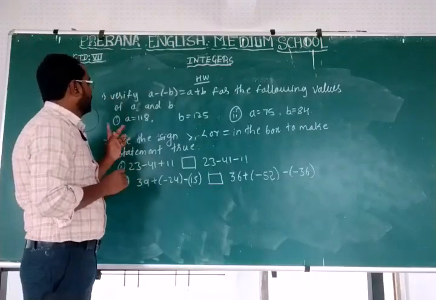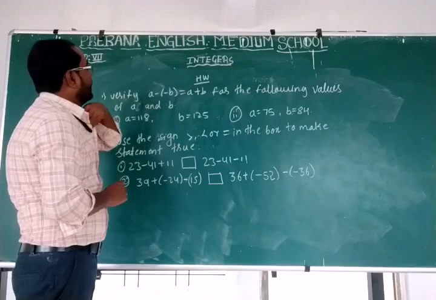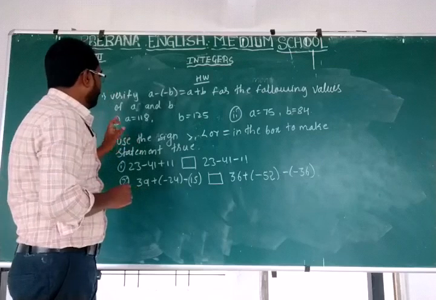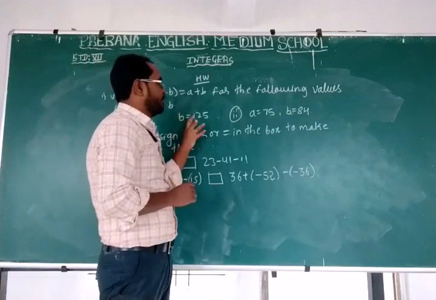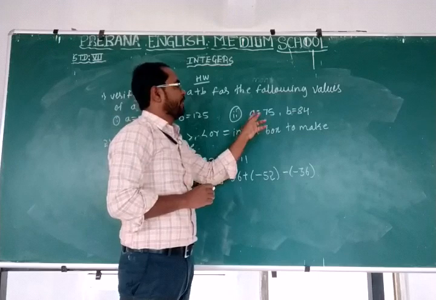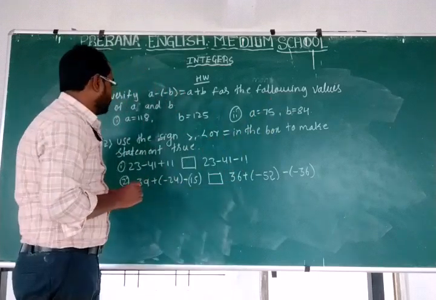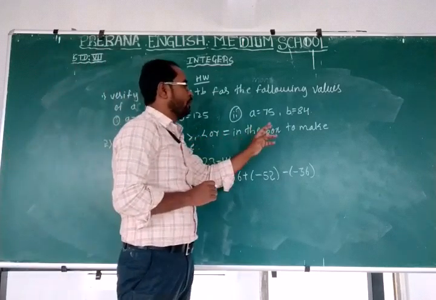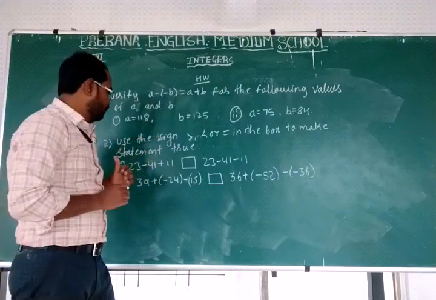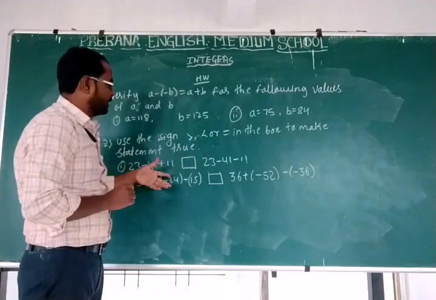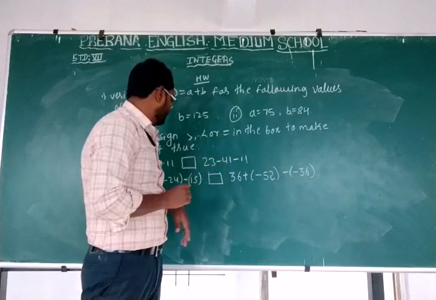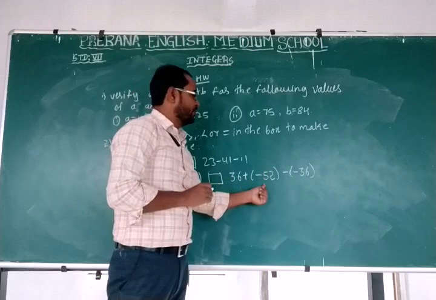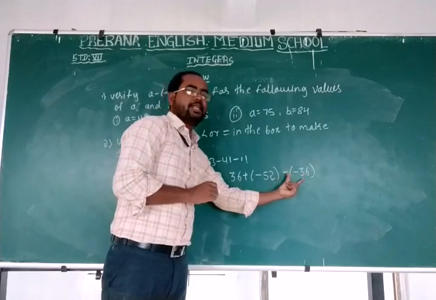Now note the homework. Verify a minus bracket minus b equals a plus b for the following values, where a is 118 and b is 125. Second one, a is equal to 75 and b is equal to 84. Second question, use the sign greater, smaller or is equal to in the box to make the statement true. So 23 minus 41 plus 11, 23 minus 41 minus 11. Next is 39 minus 24 minus 50, 36 minus 52 minus of bracket minus 36.